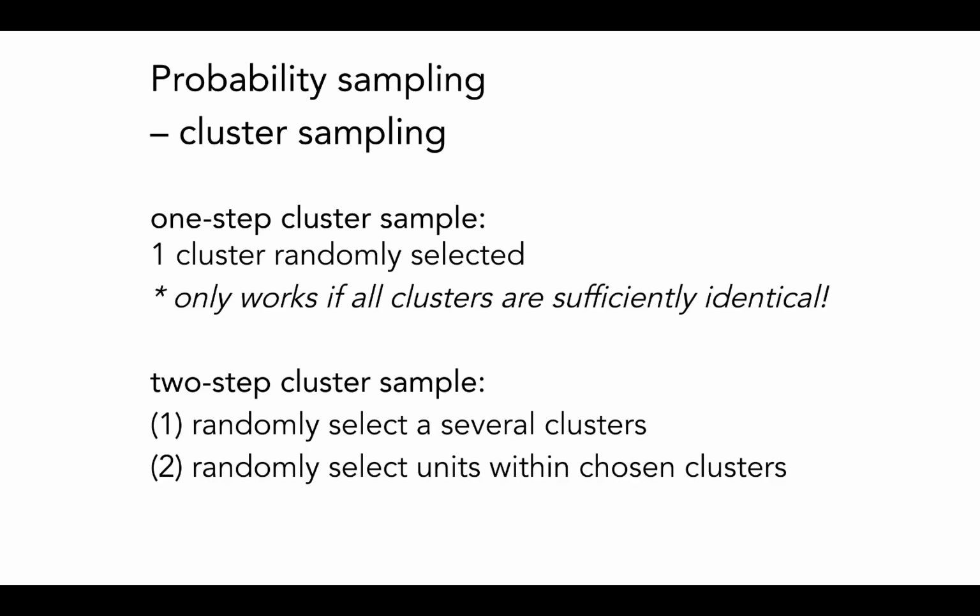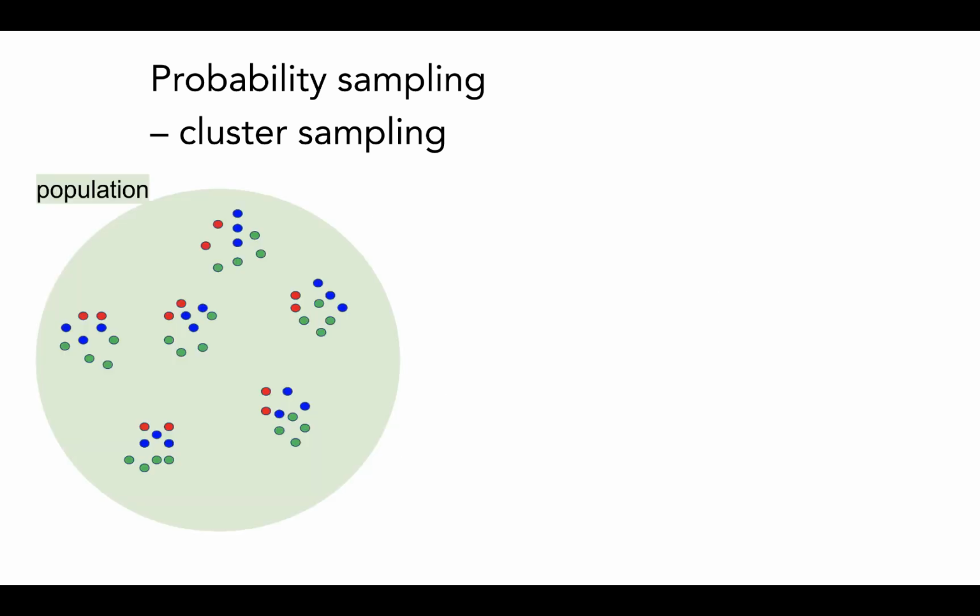There's two types of cluster sampling, one-step cluster sampling or two-step cluster sampling. One-step cluster sampling means that from the whole population, you select one cluster at random and that's your sample. Now, of course, this, like I said, only works if all clusters are sufficiently identical. So in other words, if it makes sense to pick only one cluster, so one city or one town to serve as the sample for your whole population. Two-step cluster sampling is a little more complex, but also a lot more robust. So with two-step cluster sampling, you randomly select several clusters from the population, and then out of those clusters, you randomly select units. This is a good way to visualize it.